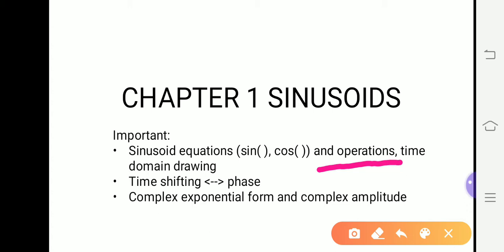After that, we will look at time shifting, and we will relate time shifting to the phase of the sinusoid. Then we will look at what is known as the complex exponential form of the sinusoids. And then what we want to get from here is the complex amplitude. This is very, very important because you will use this throughout the subject.